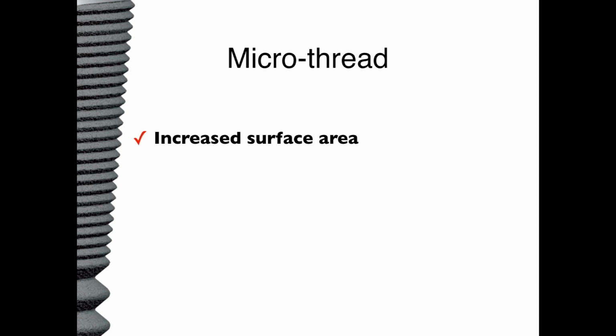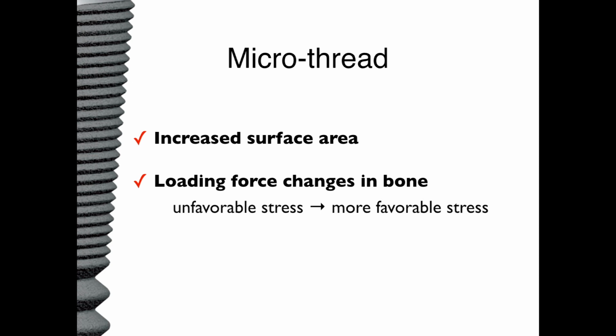Microthread increases the surface area that bone can attach to. It also changes the loading force factor in bone, so that unfavorable forces to the bone, such as tension and shearing forces, are converted into forces that bone can tolerate more.